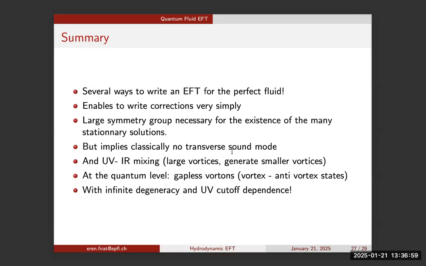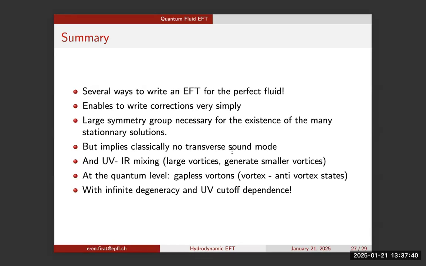And at the quantum level, you get some UV-IR mixing. However, at the quantum level, we see that we still generate some gapless spectrum, which is made out of vortex anti-vortex pairs as fundamental excitations. However, the theory that we obtain has UV-IR mixing and an infinite degeneracy of the states. And so it is weirdly behaved and can only make sense when we think of it as some lattice model or some matrix model in some sense.